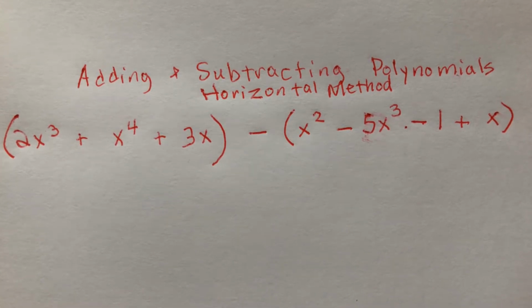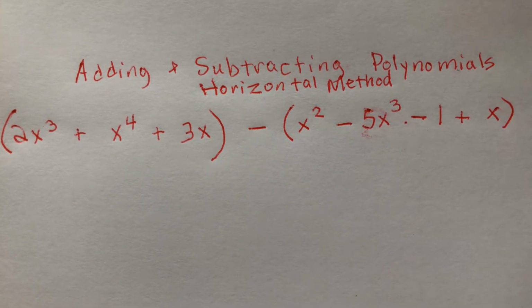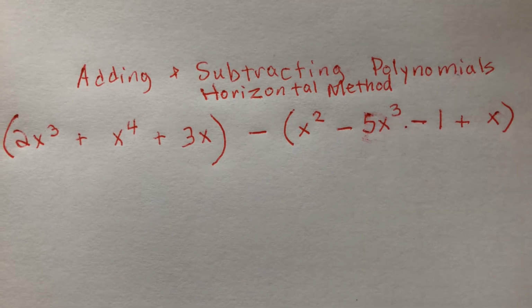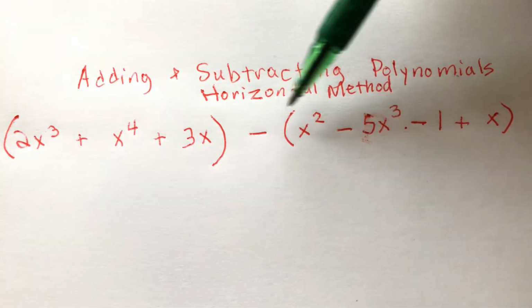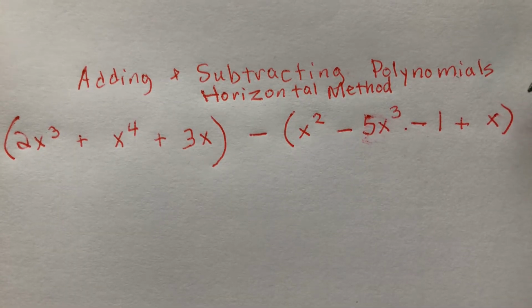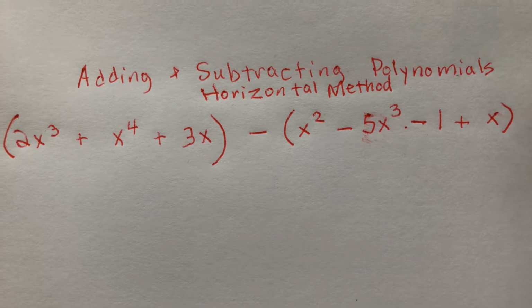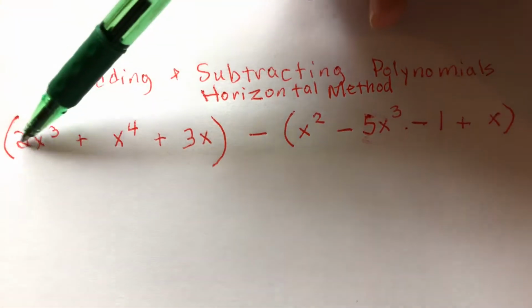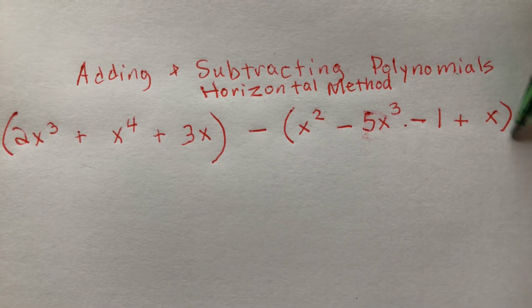Today we're going to talk about adding and subtracting polynomials. The first method is the horizontal method, and you've actually already done this before when you were combining like terms. Subtracting polynomials is really the same thing as combining like terms. It's just that you may have one whole group that you're going to subtract another whole polynomial from.